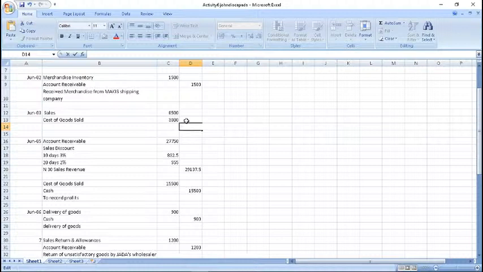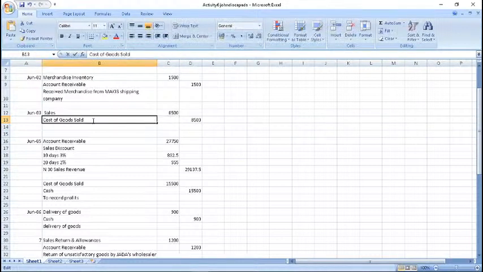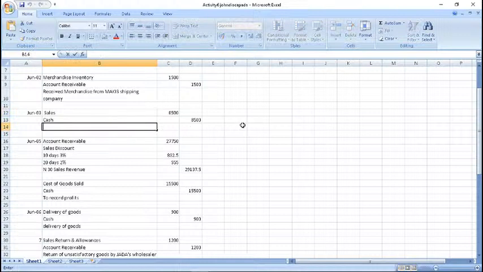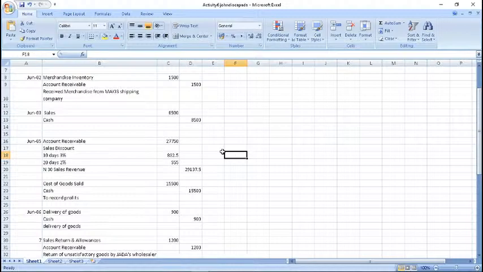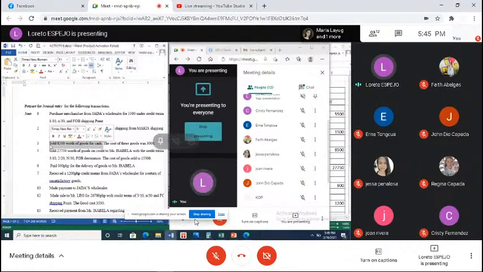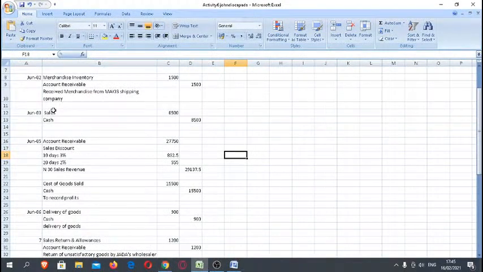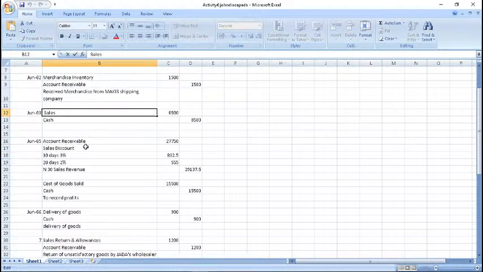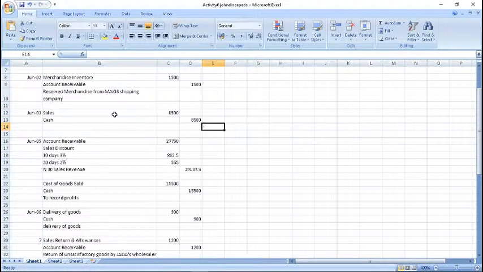Pero sa periodic kasi, as normal, kung paano tayo mag-journalize sa service, ganun din. Wala pa yung cost of goods. Saka lang siya papasok pagdating ng perpetual, which we are going to do sa mga susunod na activities. Okay? So, for June 3 transactions, debit cash, credit to sales.